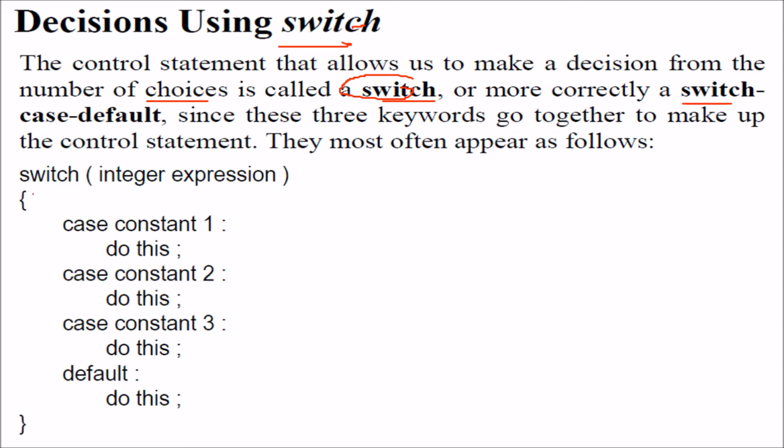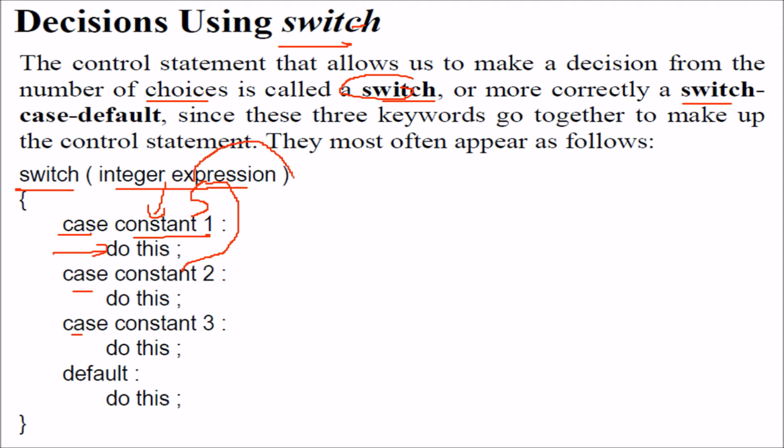The syntax is like this. We write switch here. This inside the parenthesis is our integer expression. So this is matched with these cases. These are case, case, case, and they are followed by the number or the value which is to be equated or checked with this integer expression. And if this matches, we perform this activity.